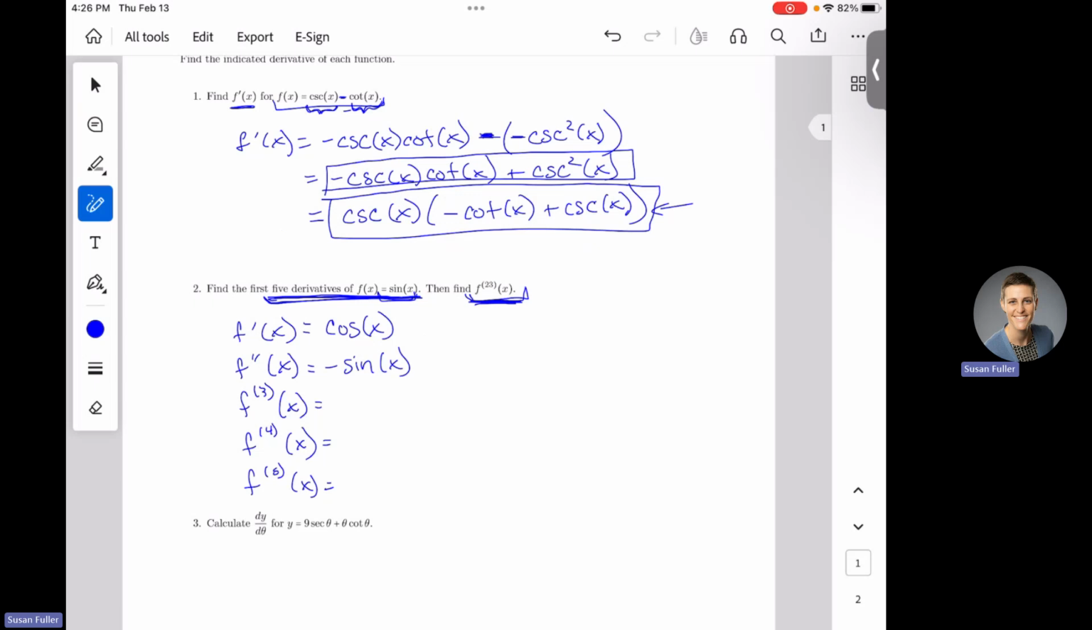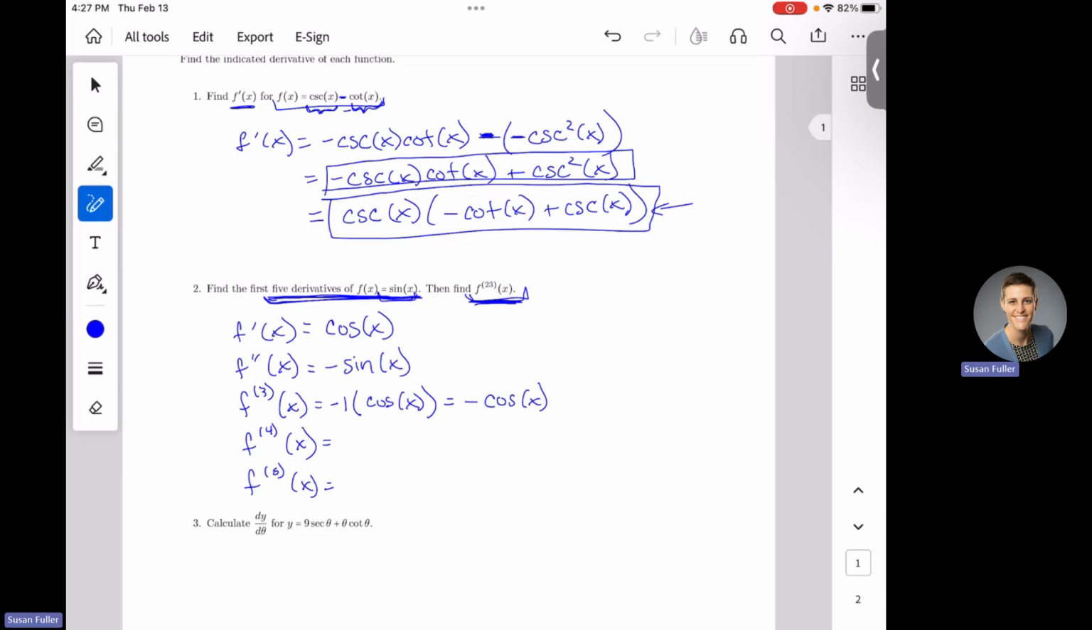All right, the third derivative is going to be the derivative of negative sine of x. This is negative 1 times the sine of x. That negative 1 is attached to something with an x in it, so it comes along for the ride. And we're going to multiply that by the derivative of the sine of x, which is the cosine of x. So this is negative cosine of x. That is our third derivative.